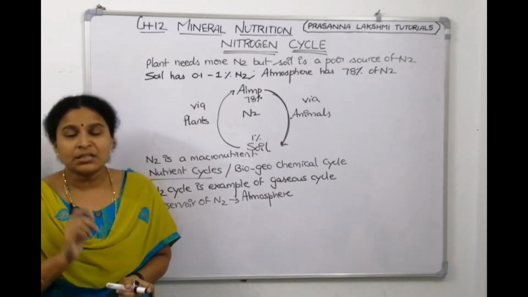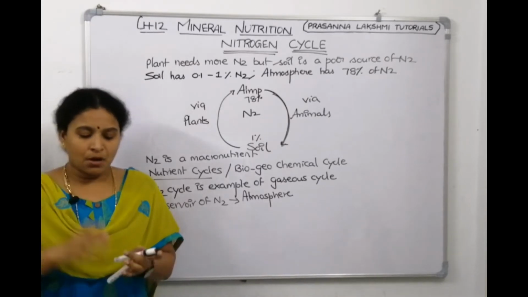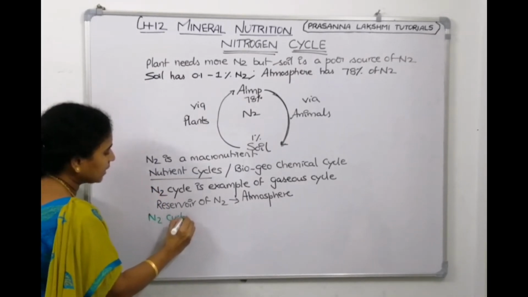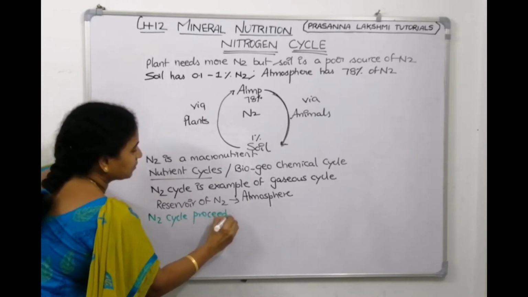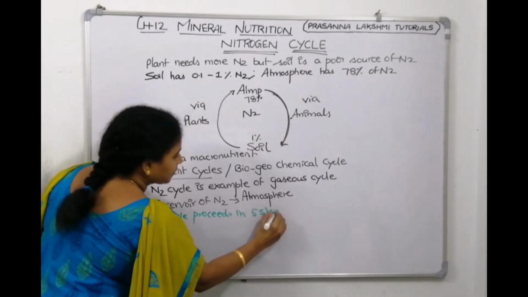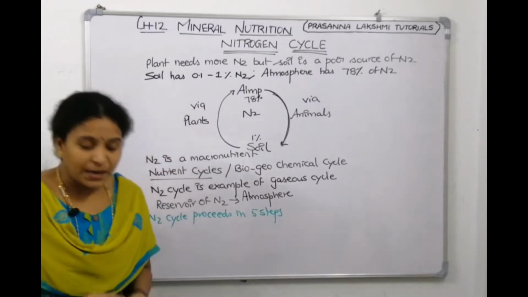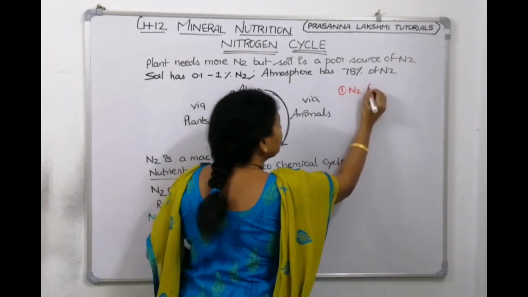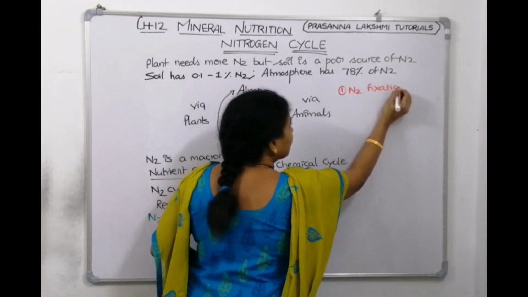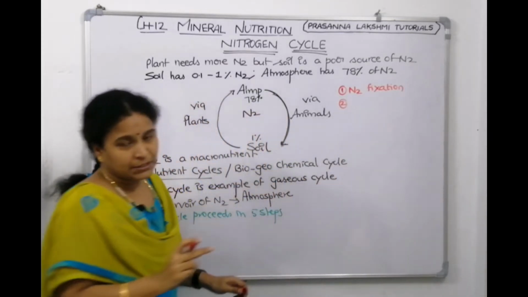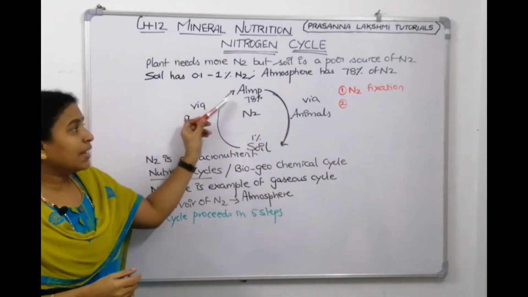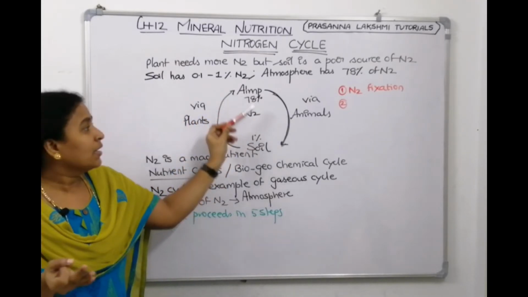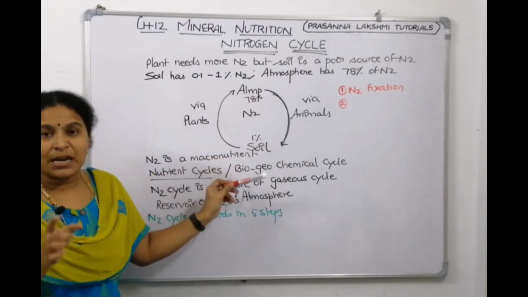Understood, children? The nitrogen cycle has 5 main steps. What are the 5 main steps of the nitrogen cycle? Let us list them down. The first and foremost step of the nitrogen cycle is called nitrogen fixation. The nitrogen present in the atmosphere is fixed in the form of ammonia, nitrite, nitrate. That is called nitrogen fixation. That is the first step.